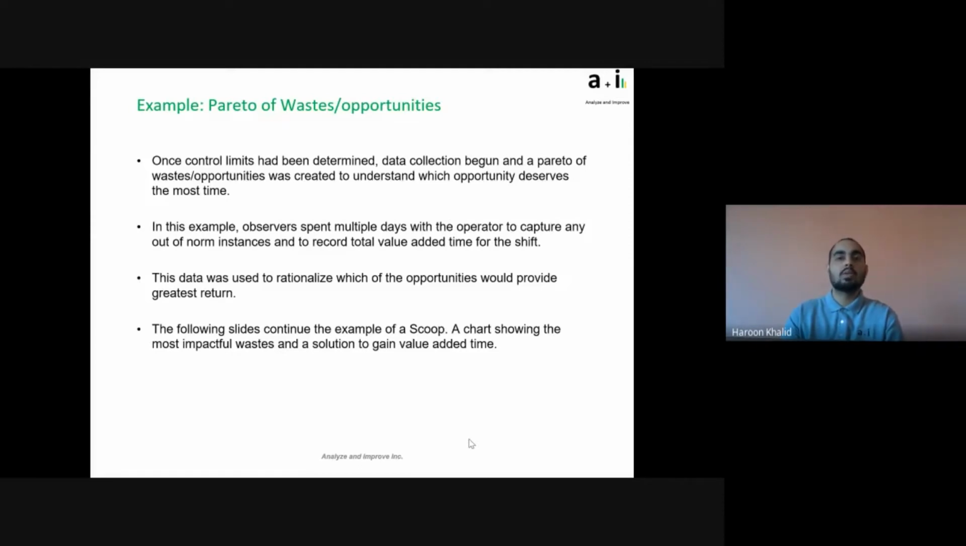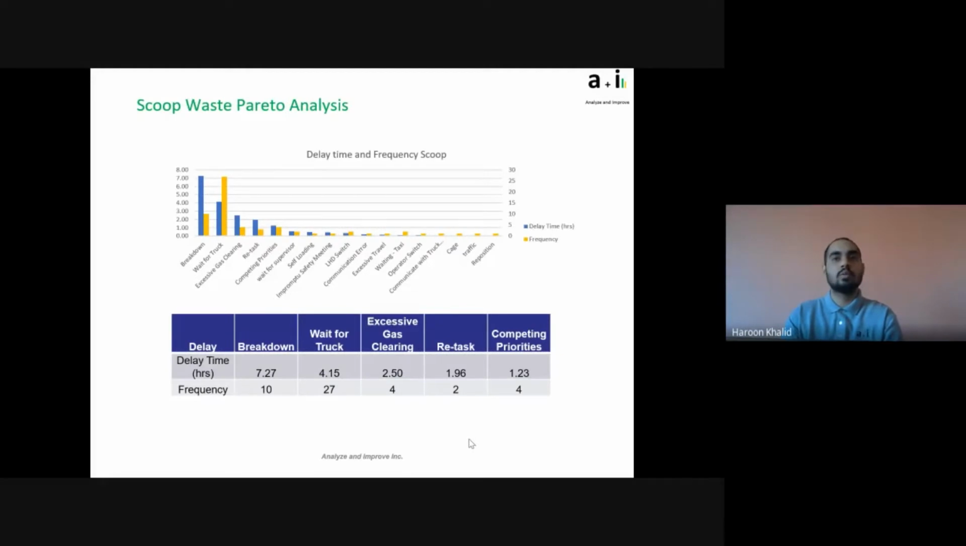And once we had this data collected, it was used to rationalize which opportunities would provide the greatest return. The next few slides show the Pareto analysis we conducted, as well as some of the opportunities we identified, and then go further into the solutions we implemented. For the scoop waste, we noticed that by far the two greatest wastes were, first, equipment breakdown, and second, waiting for a truck, because the scoop is loading a truck.